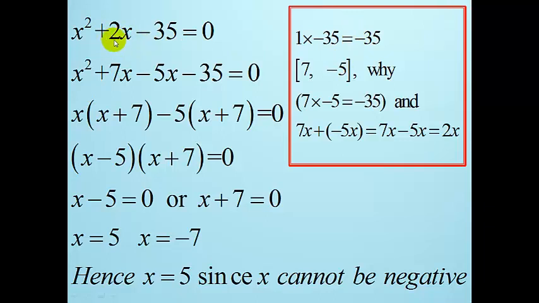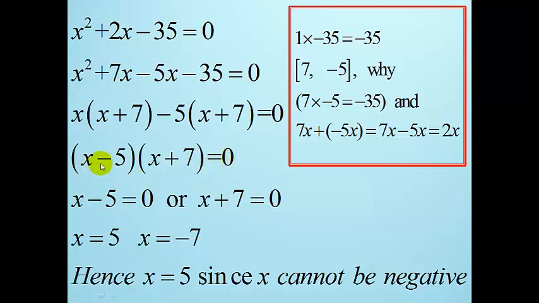Now this means that we have x squared plus, in place of 2x, 7x minus 5x, because 7x minus 5x is equal to 2x, minus 35 is equal to 0. Now we factor x out, and we have x plus 7 in brackets. When we factor minus 5 out here, we also have x plus 7 in brackets, all equals 0. Now we have x minus 5 in one bracket. Then since the brackets are the same, we maintain 1. So we have x plus 7, all equals 0.